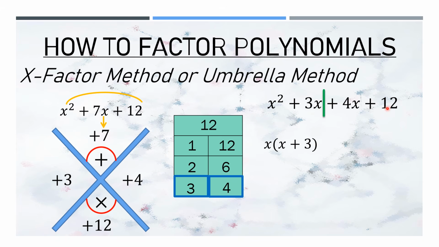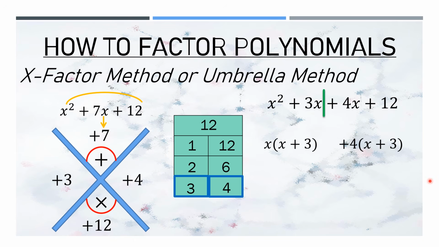X times positive 3 is positive 3x. Now, hanapin na natin ang factors ng positive 4x and positive 12. Okay, positive 4 times the quantity of x plus 3. Positive 4 times x is positive 4x. Positive 4 times positive 3 is equal to positive 12. Okay, kung mapapansin nyo, meron silang common factors. And that is the x plus 3.